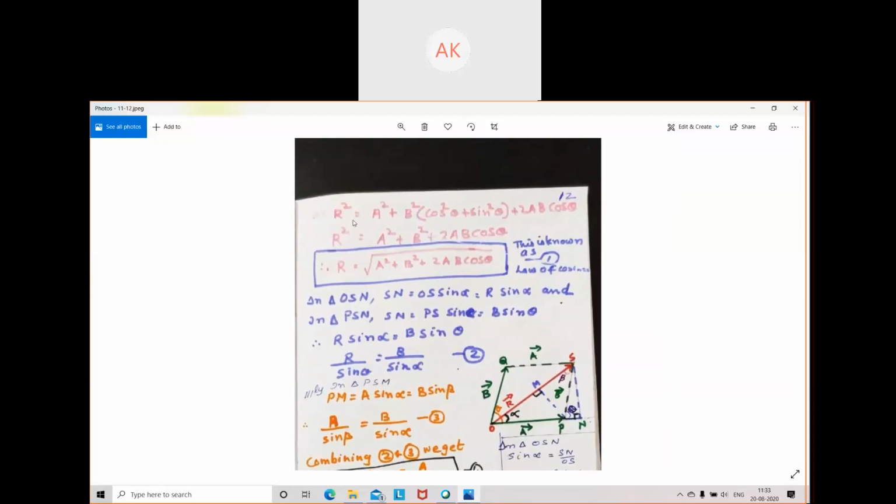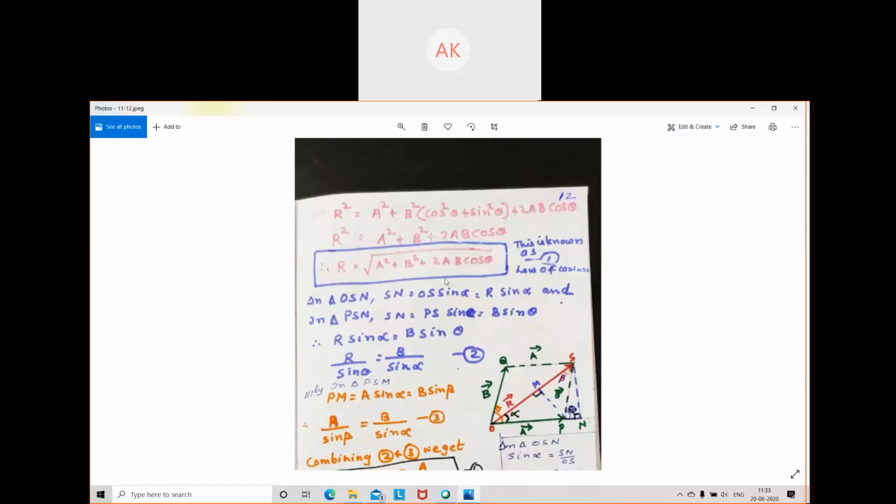So R square equals A square plus B square into cos square theta plus sin square theta, plus 2AB cos theta. Cos square theta plus sin square theta becomes 1, and A square plus B square stays. So we get A square plus B square plus 2AB cos theta. R is the resultant. R square is this. Therefore, R equals the square root of A square plus B square plus 2AB cos theta.